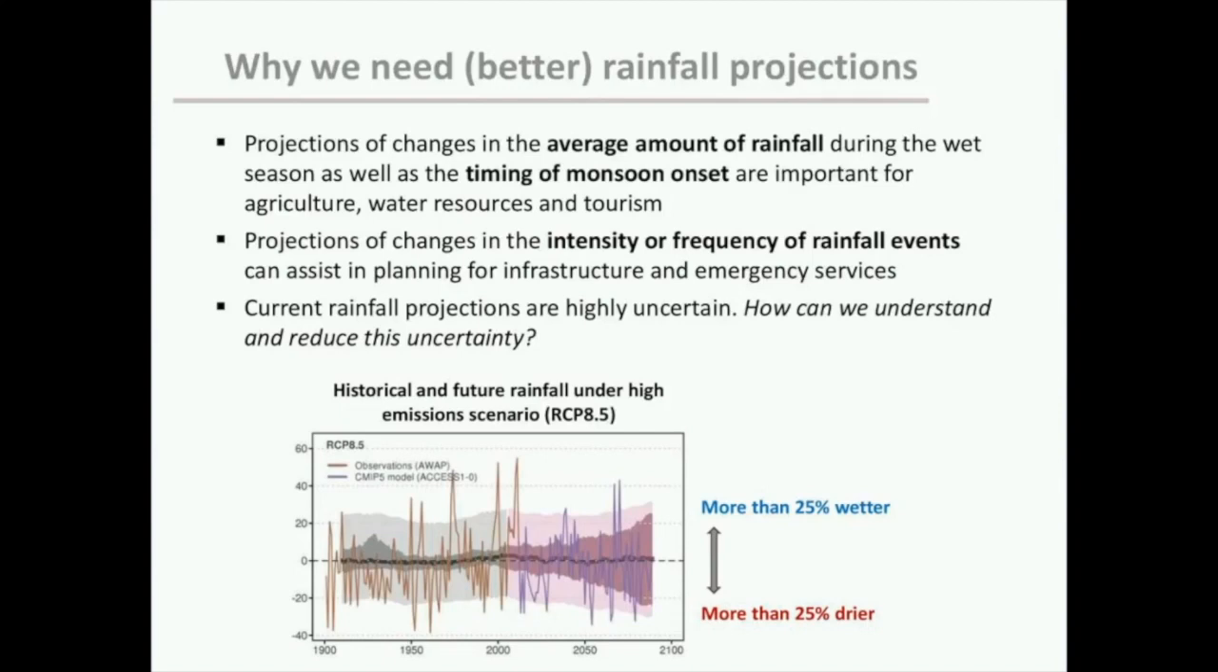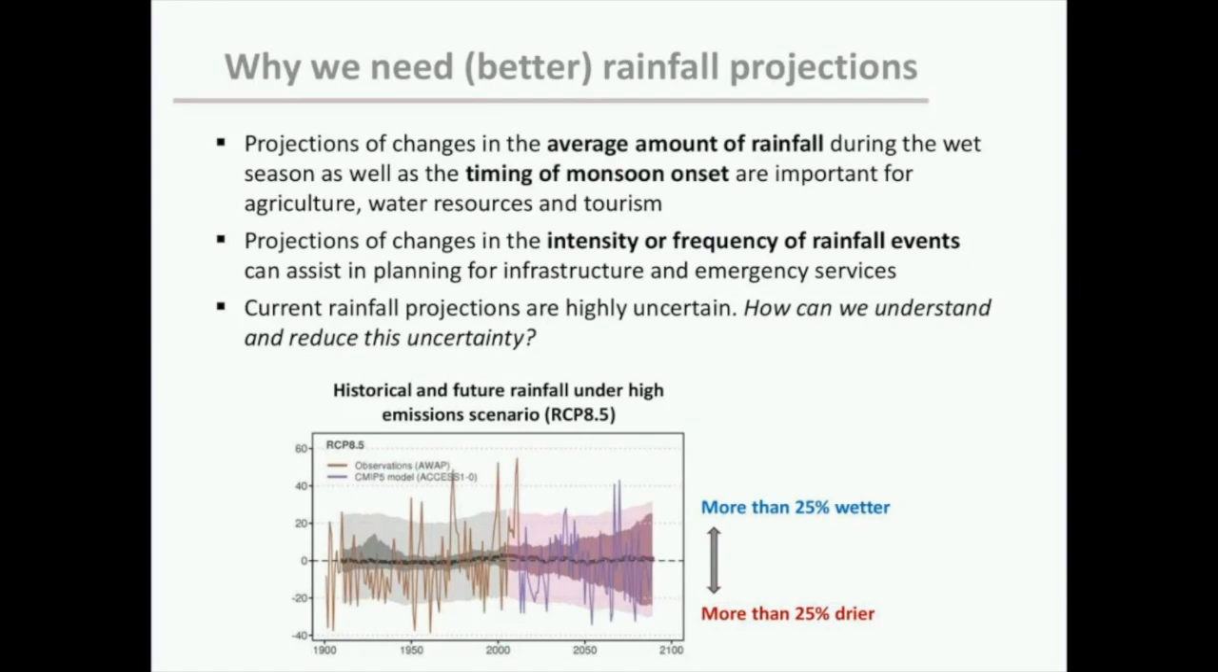Well, projections can be very beneficial, obviously, for planning. If we know about the average amount of rainfall changes in the timing of the monsoon onset, this information can be useful for agriculture, water resources, and tourism. Projections of changes in the intensity or frequency of rainfall might be useful for those planning infrastructure, such as roads and bridges, and of course for emergency services.